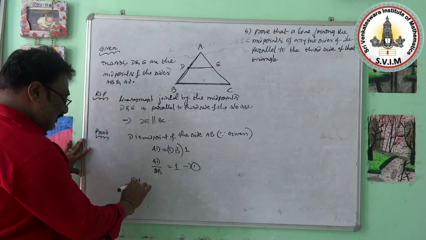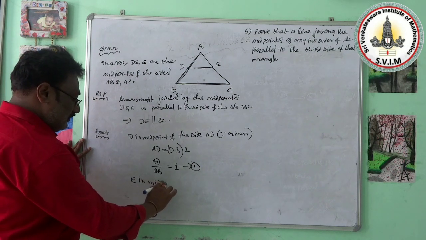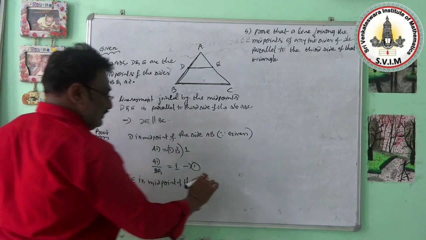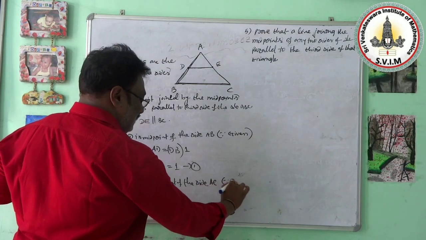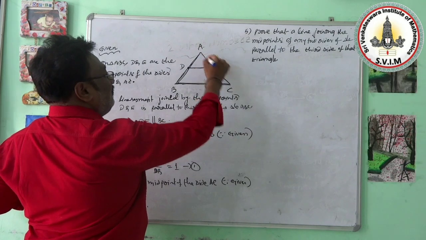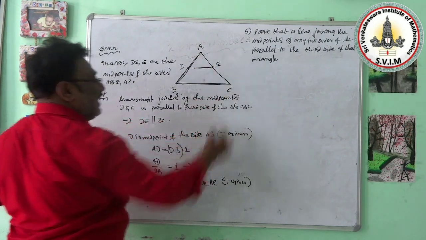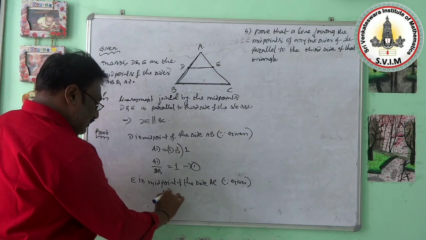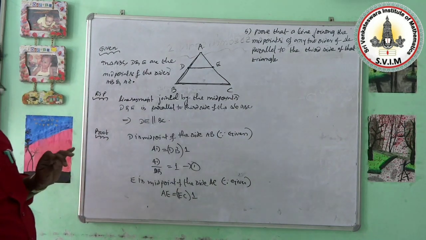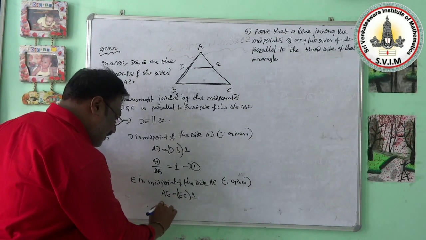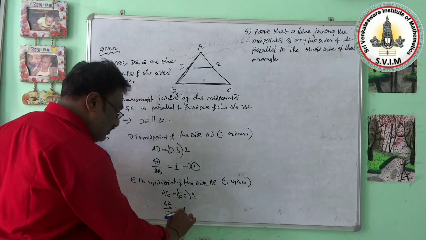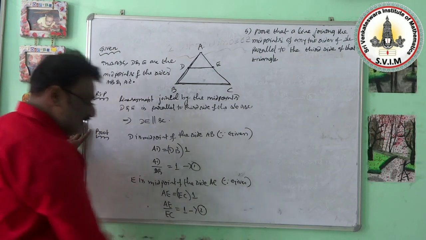Next, E is the midpoint of the side AC. This is also given. Now listen to me. E is the midpoint of AC means AE is equal to EC. Like that we may write AE is equal to EC into 1. Now I am sending this EC to the other side of the equality symbol. It will be changed as division. That means AE by EC is equal to 1. This equation I am taking as 2.